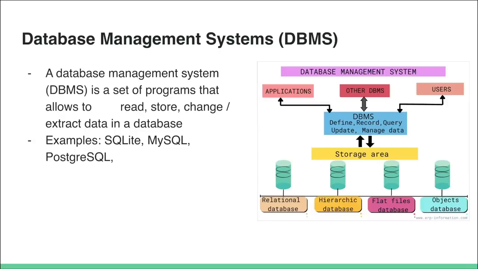Now, when we're working with databases, the overarching piece of software that allows us to manipulate databases is called a DBMS, or a database management system. These, in short, allow us to read, store, change, and extract data in a database or from a database. Some examples of DBMS systems you might have seen are SQLite, MySQL, or PostgreSQL. And here again, we have examples. This shows what a DBMS is, but then we also have examples of other types of databases, including object databases, which we'll see later on.